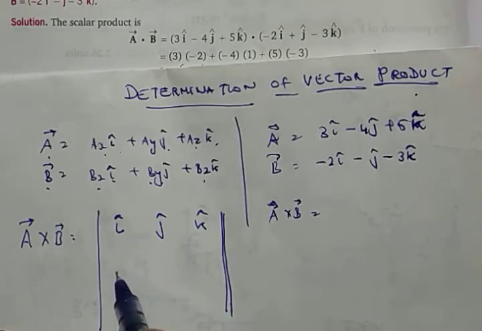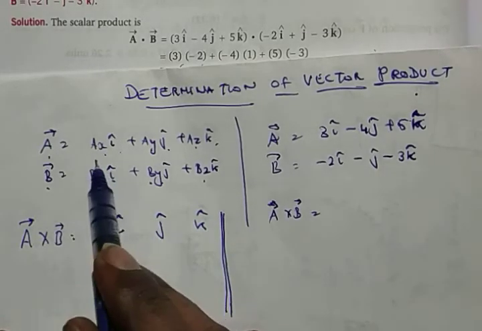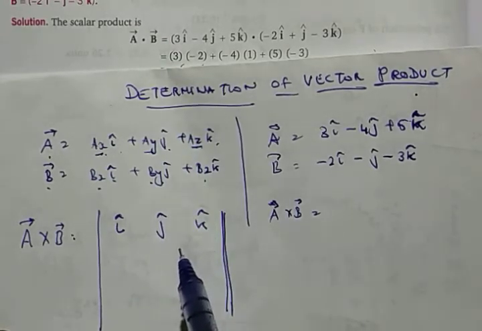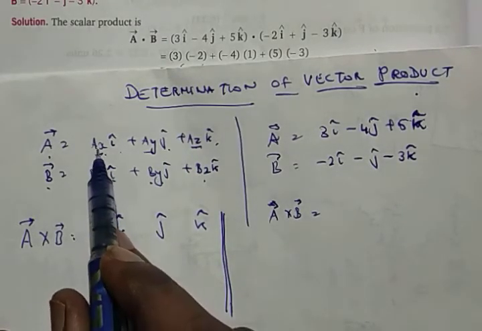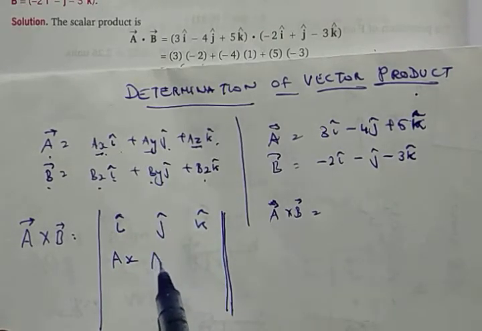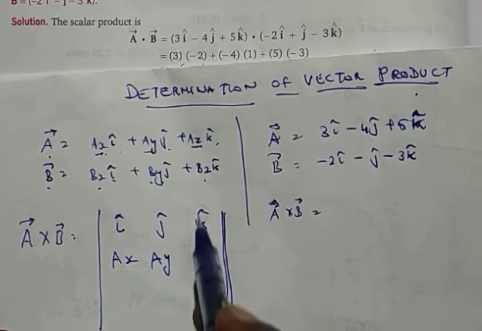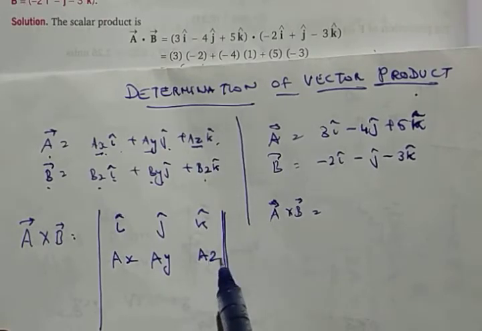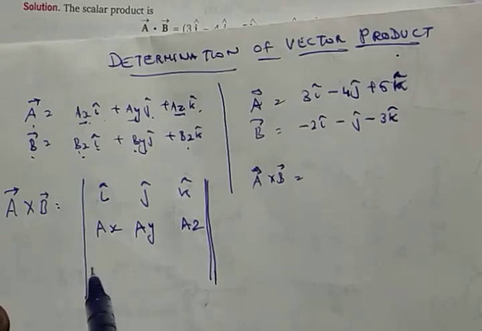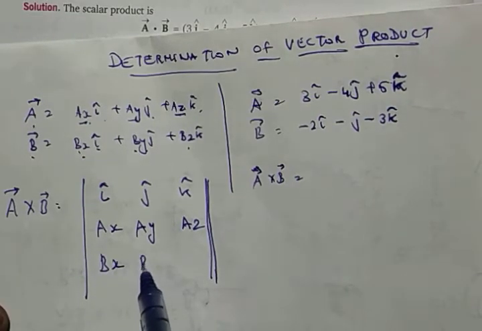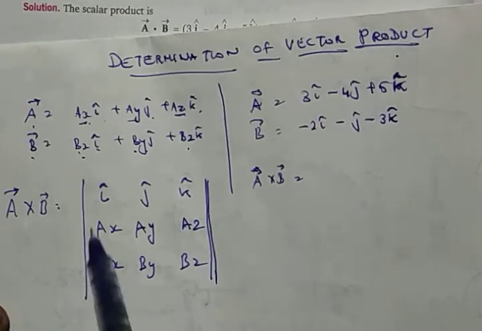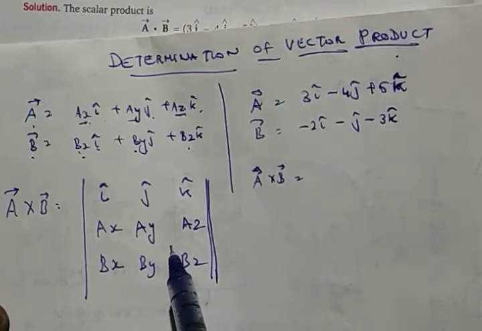Under this one, the next row, you need to write the magnitude of the values of the A vector. What is the A vector having? This is the magnitude of AX under this one, then the magnitude of A for the j cap, and the magnitude for the k cap. Similarly, the third row is BX, BY, and BZ. Three things have to be written here, and then a calculation has to be done, then you will get an answer.